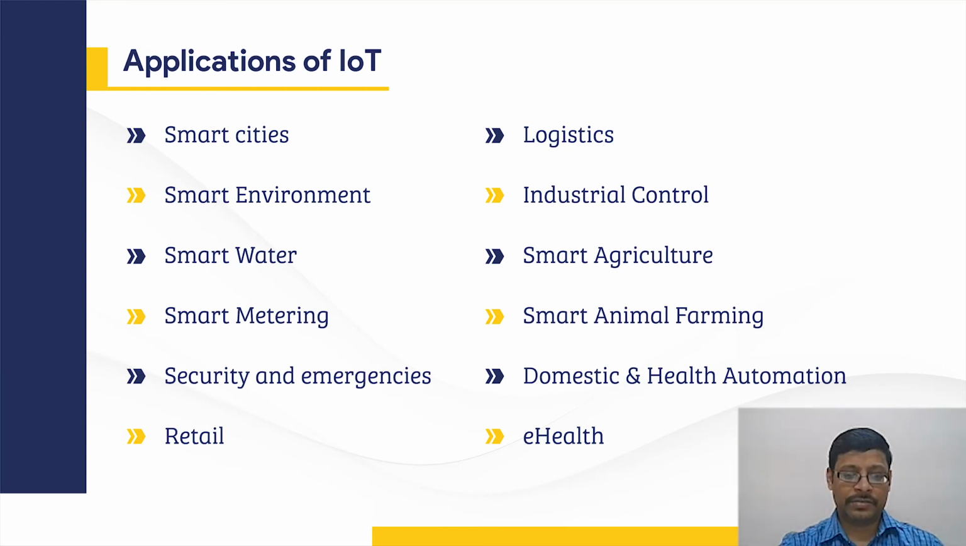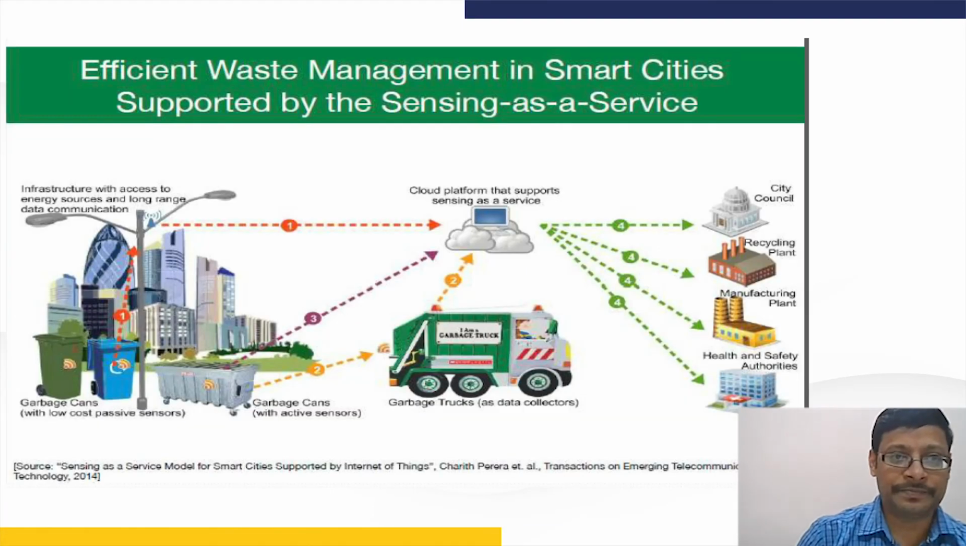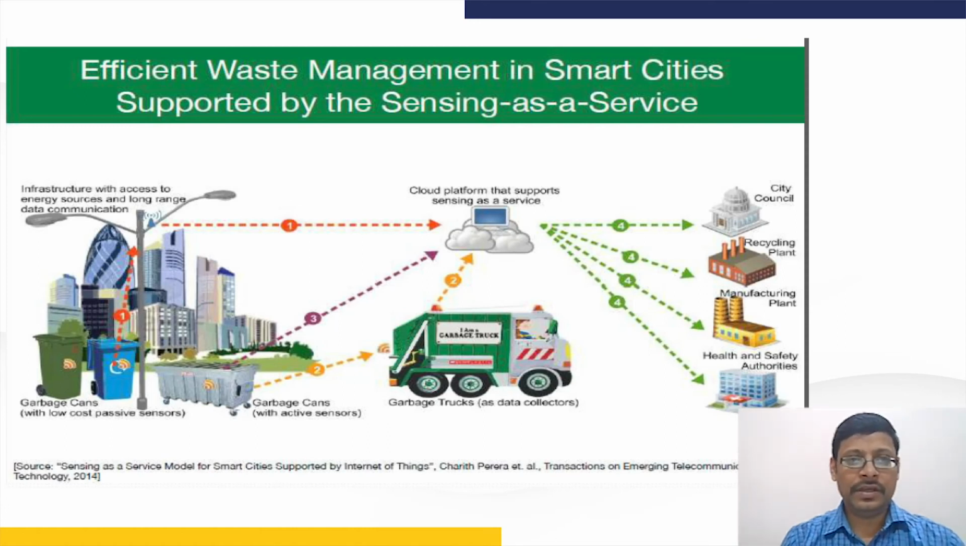For example, whether it is being used in smart watering and smart cities, weather forecasting is also one of the major things where IoT is being used, right? And the other one is the efficient way of waste management in cities, as I have shown in the example of smart cities.